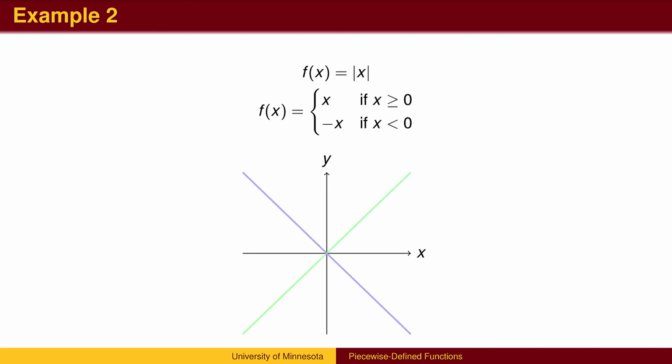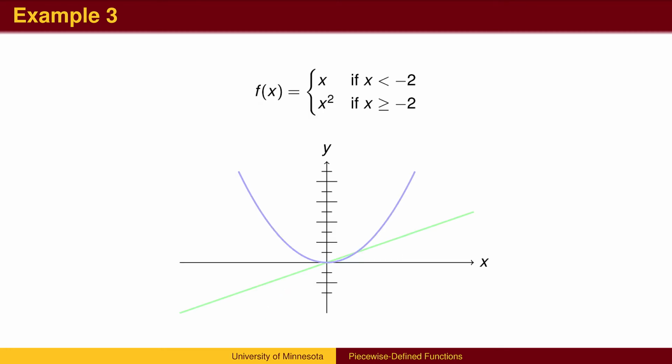Let's look at the graph, piecing together parts of two lines. If x is negative, we graph the line y equals negative x. If x is positive, then we graph the line y equals x. These two pieces form the entire function.